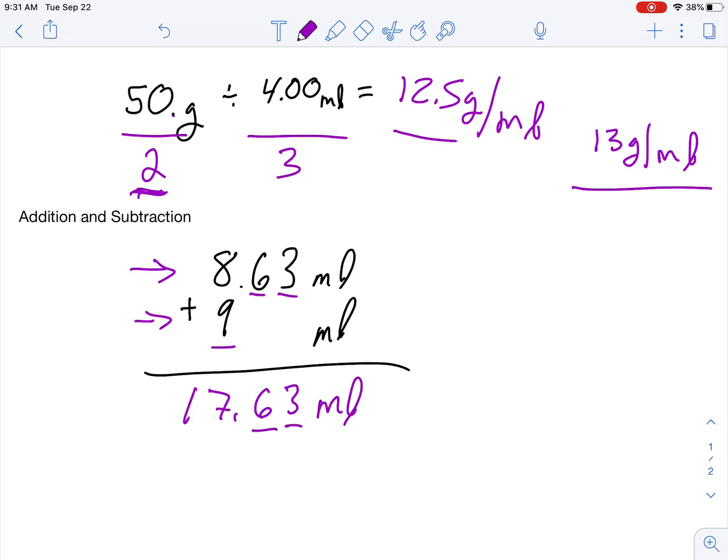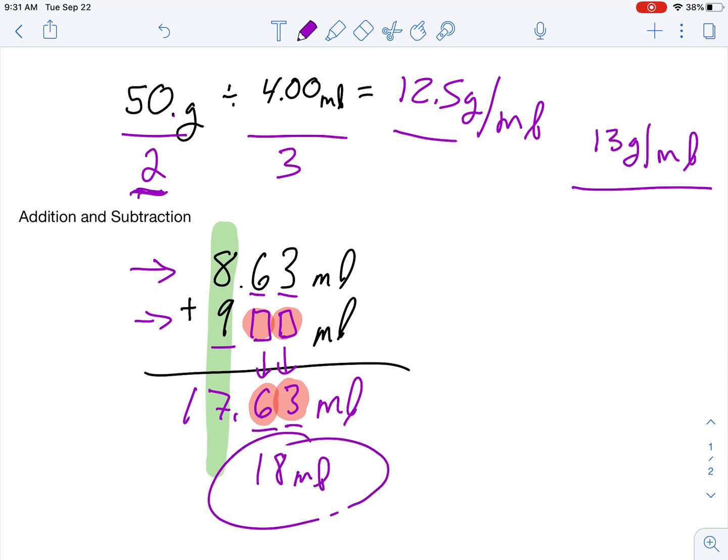However, I can't report the 6 and the 3. I don't know what values are really here. That could change that 6 and the 3. So I can only report to the level of known significance, or my whole value here. So these numbers, the 6 and the 3, cannot be reported because, once again, I don't know what the values are on that 9 milliliters. So I can't report that in my answer. My answer is going to turn into 18 milliliters.